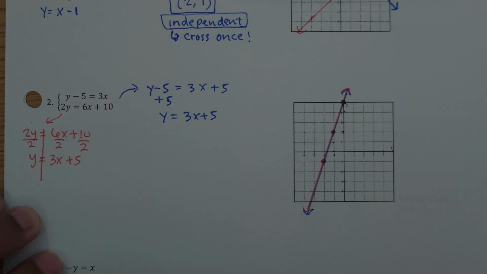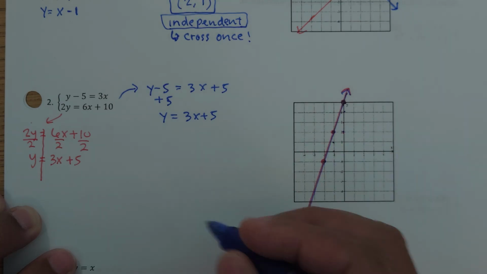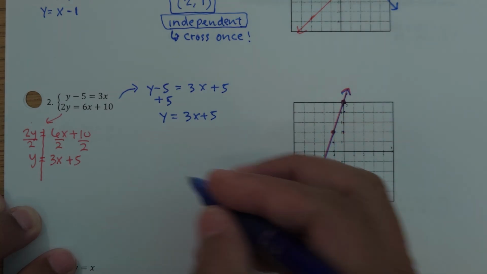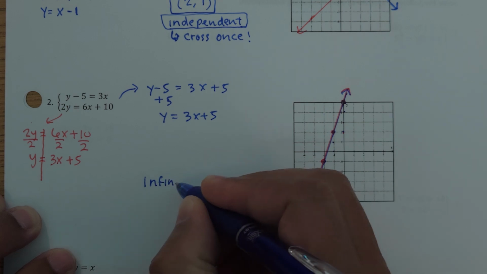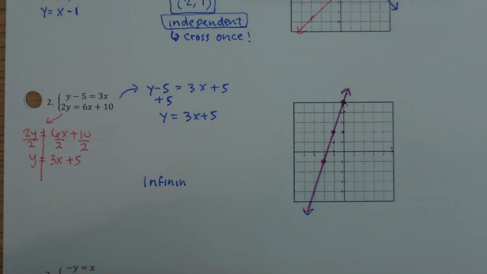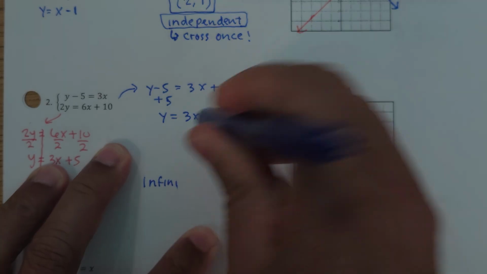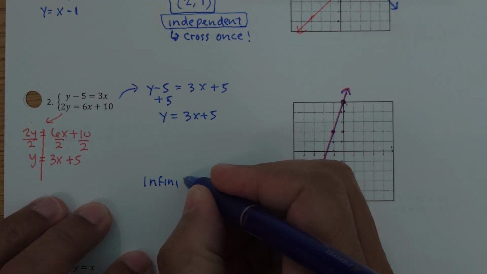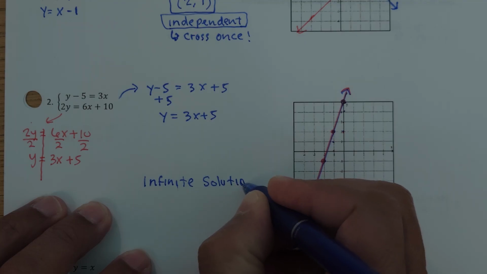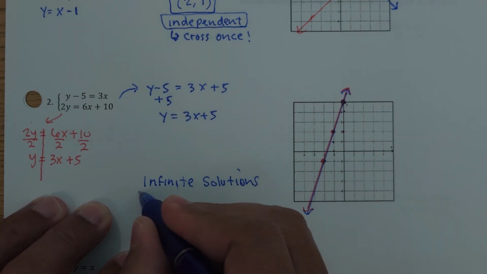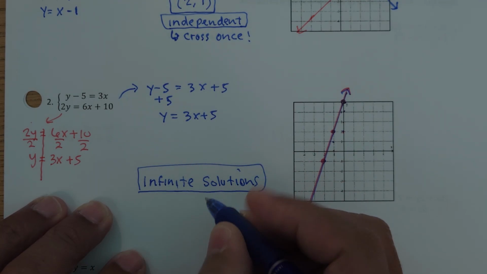So the question is, how many solutions does the system have? And the answer is, since lines are infinite objects, then we have an infinite number of solutions. So we have an infinite number of solutions for this system because it's the same equation. Okay, so infinite solutions, and then I'll explain what this means in a moment.